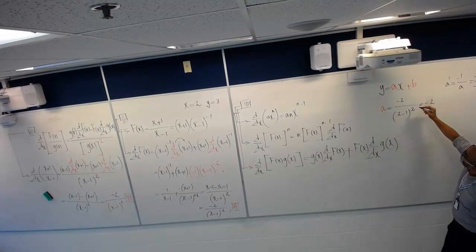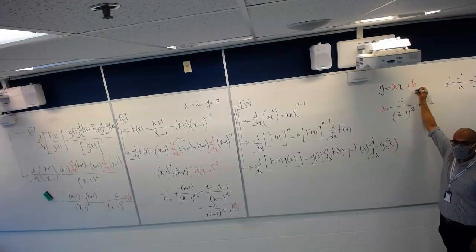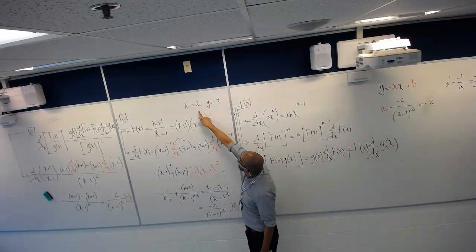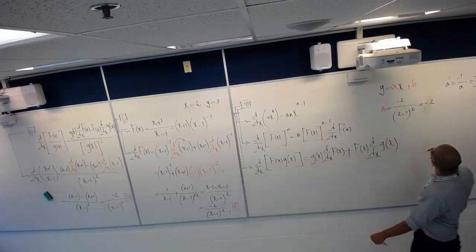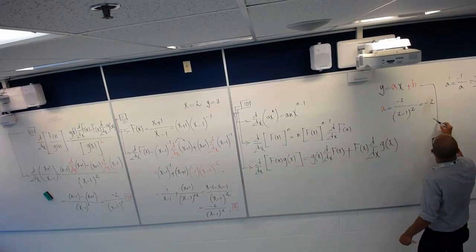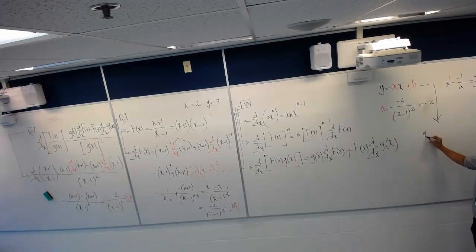Now, in order to find b, how to find b? Easy. I have the same point, 2 and 3. I substitute there. y equals minus 2 times x plus b. y is 3, equals minus 2 times 2 plus b. How much is b? That's right, b is 7.